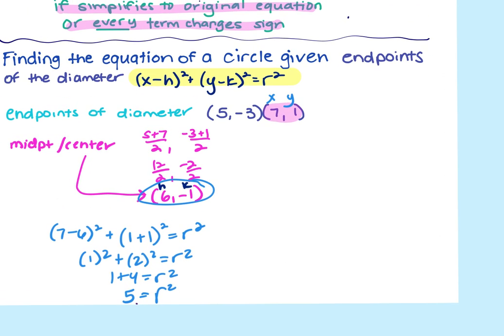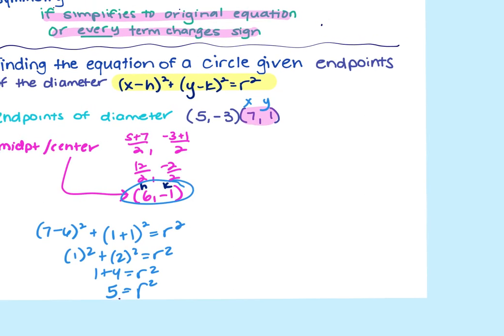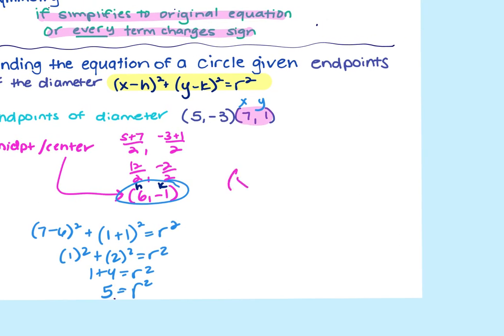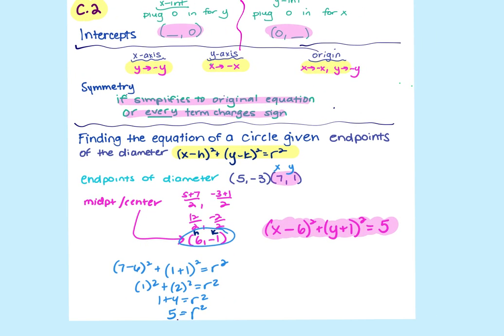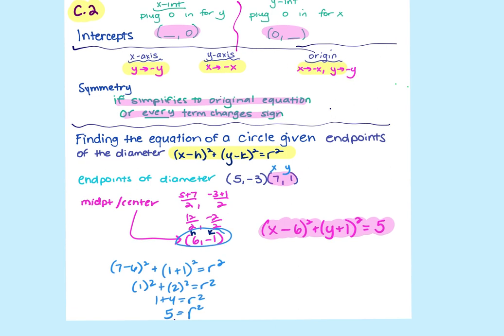Then all you have to do is plug back in the H, the K, and the R squared. X minus 6 squared plus Y minus a negative 1 becomes plus 1 squared equals 5. Questions so far? So all that stuff was on your quiz.